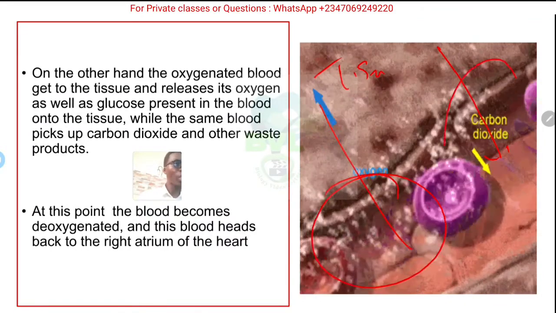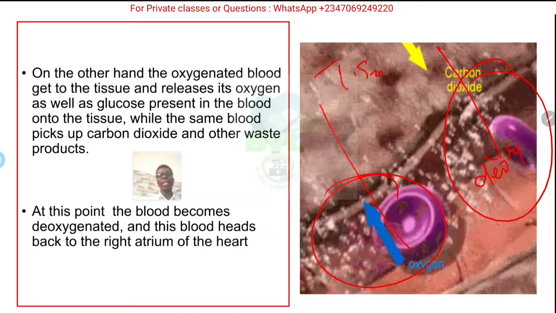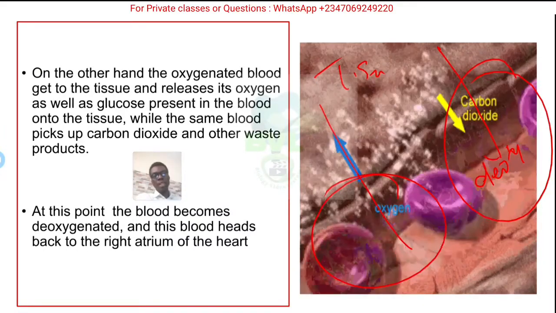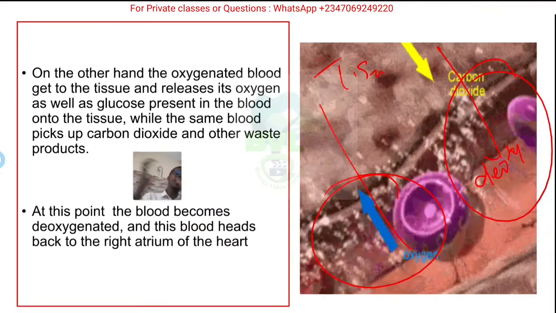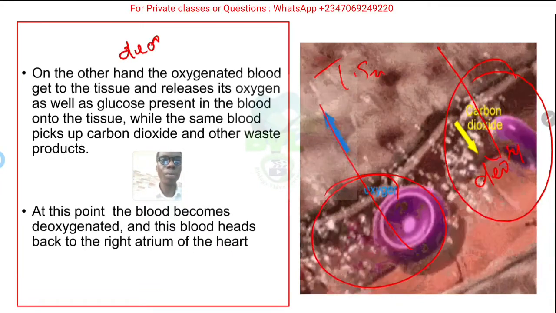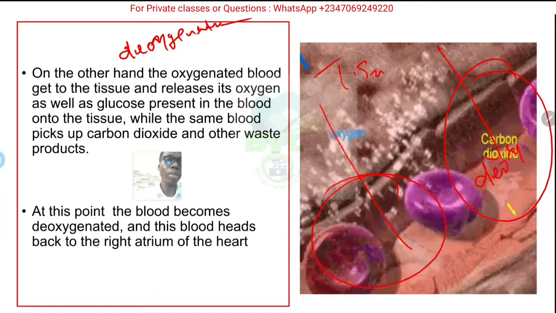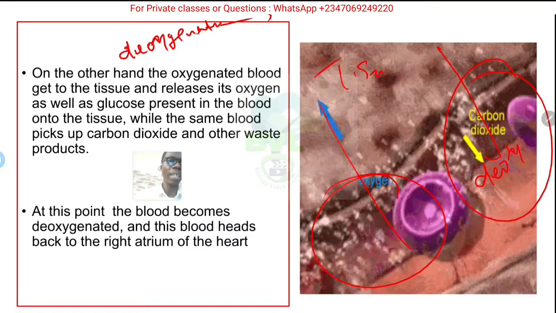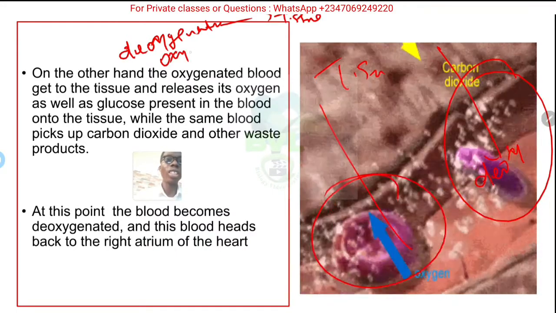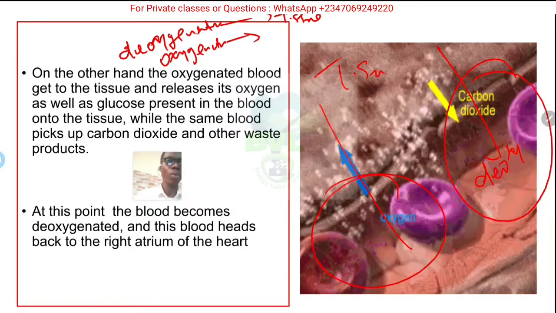So it means at this point the blood becomes deoxygenated. How nice. So it means deoxygenation takes place in the tissue, while oxygenation takes place in the lungs. Let me write that. Deoxygenation. Please don't mind the rushed form of my writing. It takes place in the tissue, while the oxygenation takes place in the lungs.